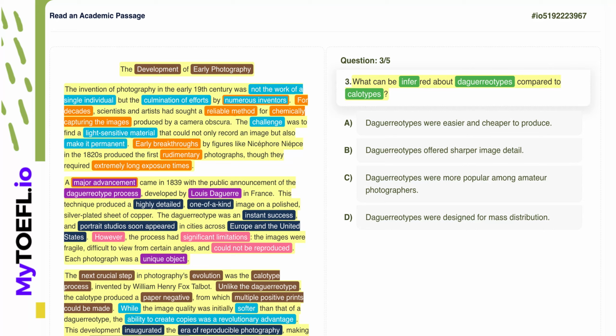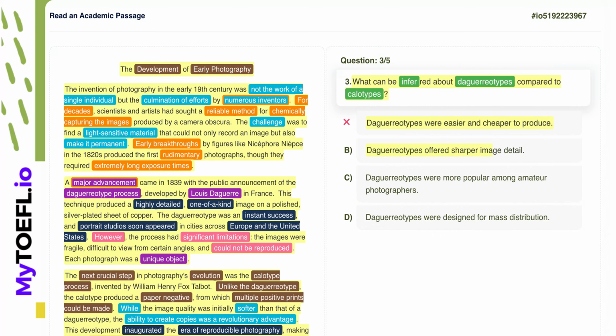Let's take a closer look at option A. Daguerreotypes were easier and cheaper to produce. Let's check the text. The passage says the calotype process made images more accessible and affordable. This implies that the previous process, the daguerreotype, was likely more difficult and expensive. So this option is the opposite of what we can infer. Incorrect.